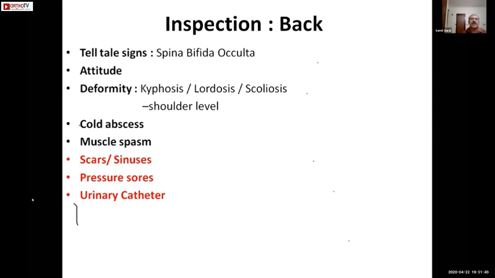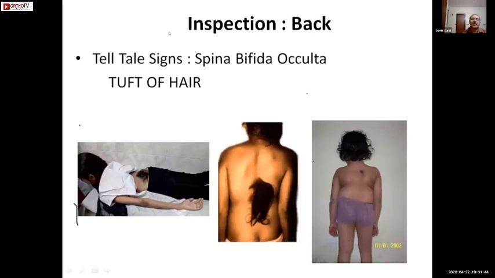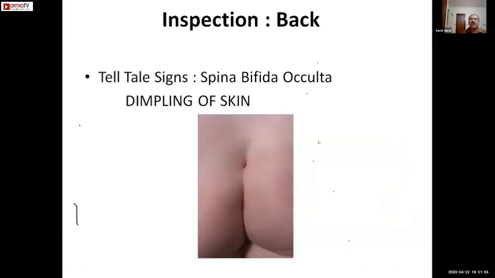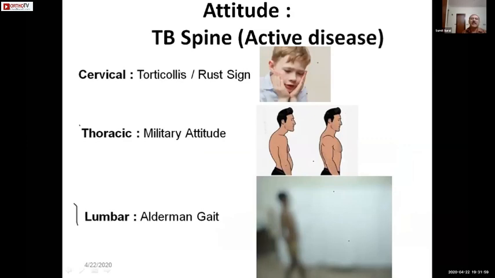So after the inspection, let me go on to the telltale signs of spina bifida occulta. You must look for not only a tuft of hair in the lumbar spine, but even it could be in the thoracic or in the cervical spine. So exposure to the back is important. Look for lipomas, look for any dimpling of the skin, and for the attitude in the cervical spine, for example, if it is an active disease of tuberculosis, a child may present with a torticollis or a Rust sign, like holding the head and neck, supporting the head with his hands.